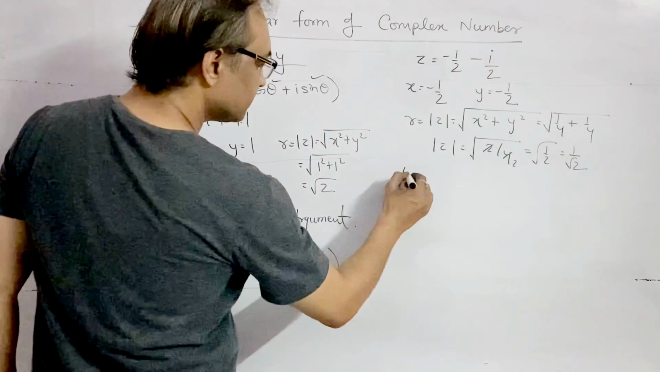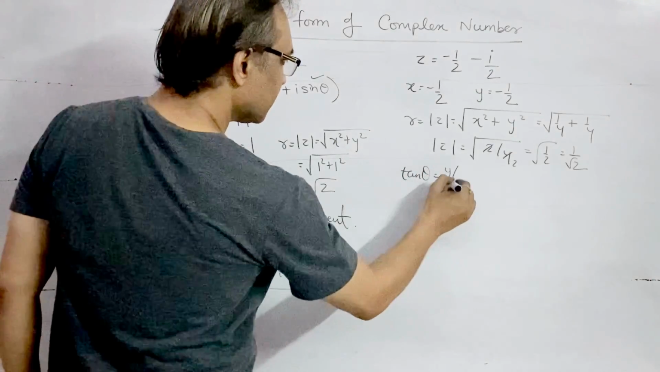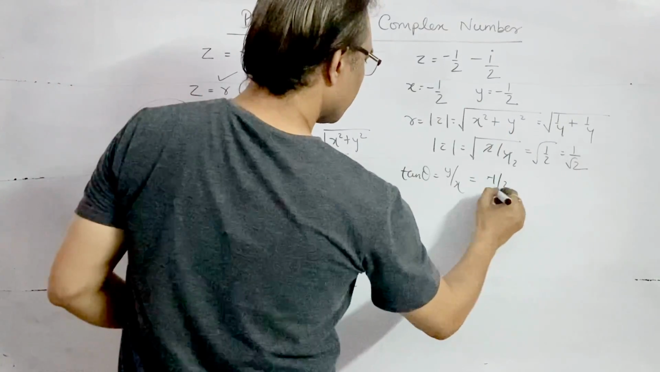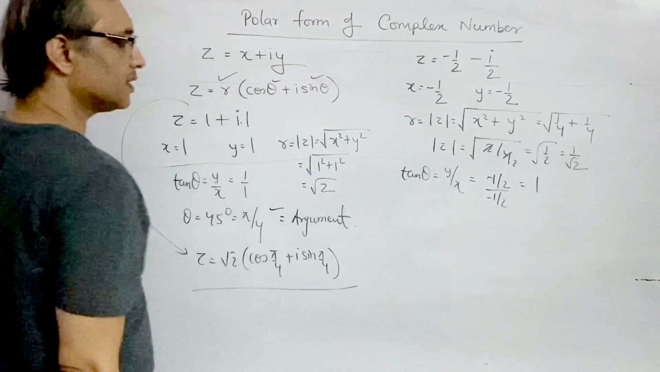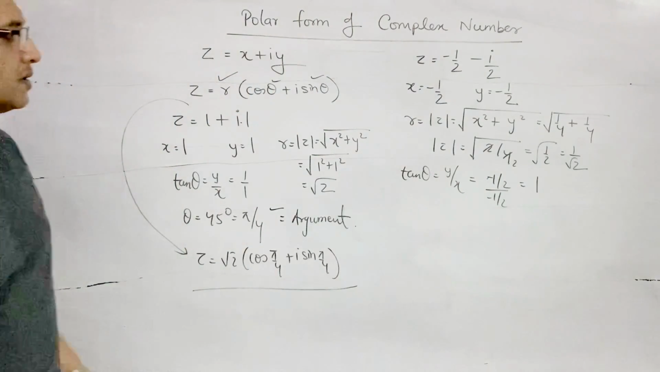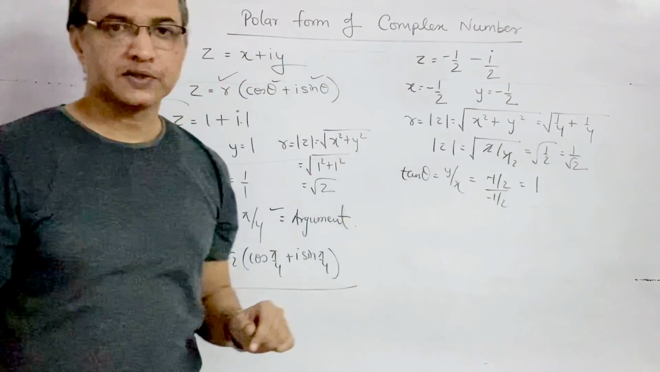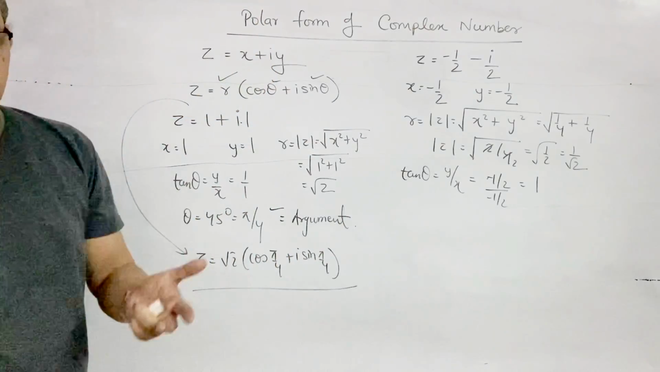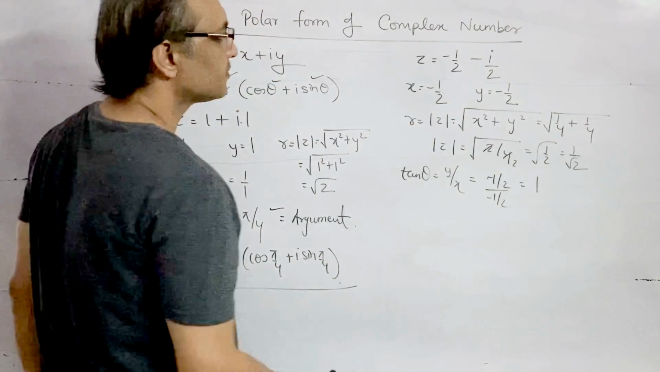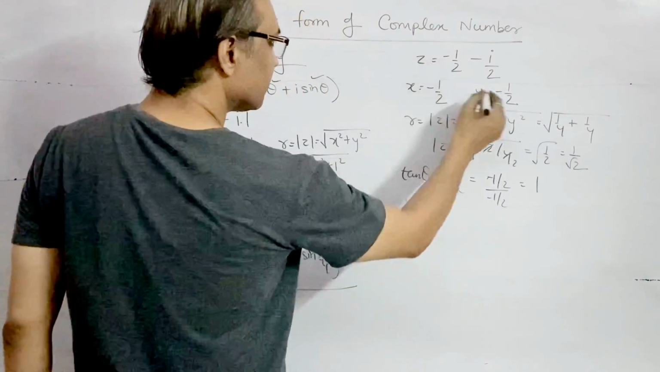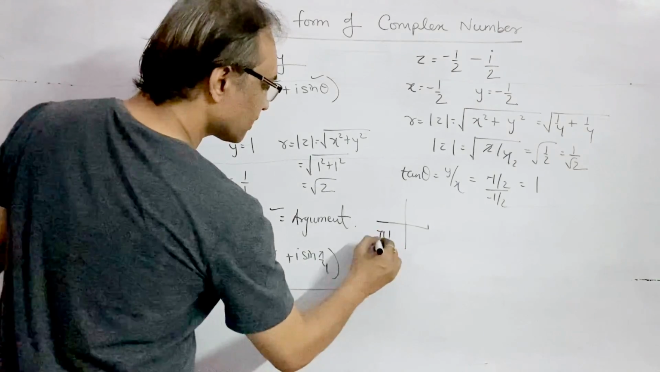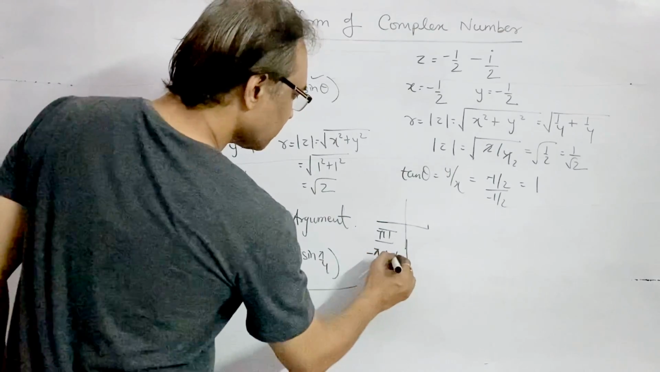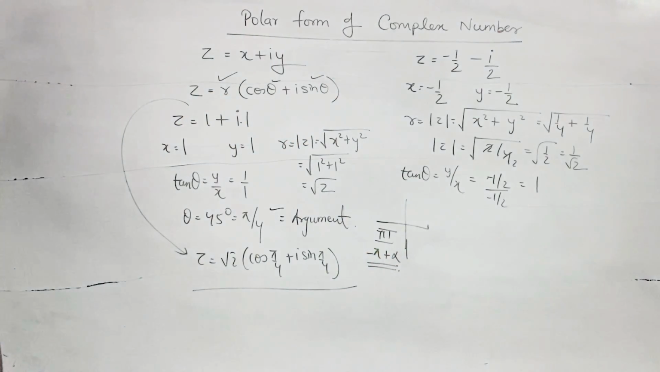Now we will find tan theta. Tan theta is y upon x. y is minus half, x is minus half. So the value of tan theta is 1. But you can see that values of x and y are negative. So we need to find alpha, and we must find the quadrant in which our complex number lies. x and y both are negative. That means our complex number lies in the third quadrant. In third quadrant, we know that argument is minus pi plus alpha.